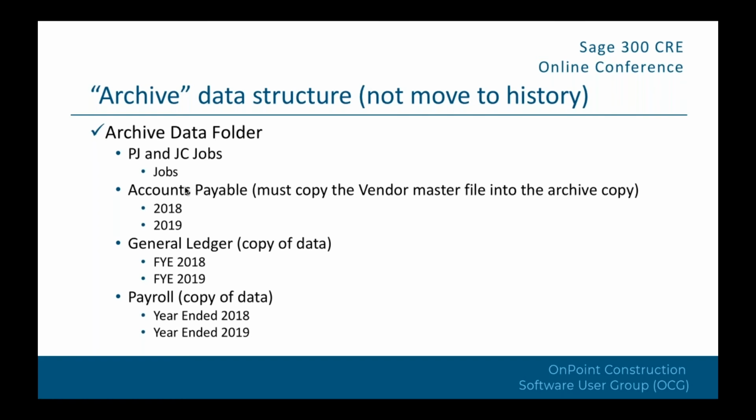Now, in the PJ and the JC jobs, you just keep adding your jobs to it because you're actually moving the job and you're moving the transactions. It's different with the accounts payable because you don't move the vendors. There's no way to move them. There's just ways to delete them. So we just take a complete copy and put it out there for accounts payable.